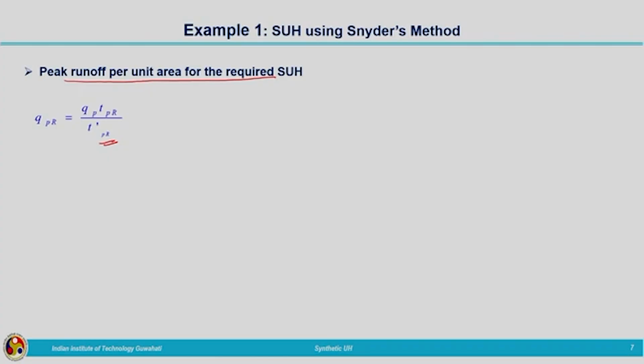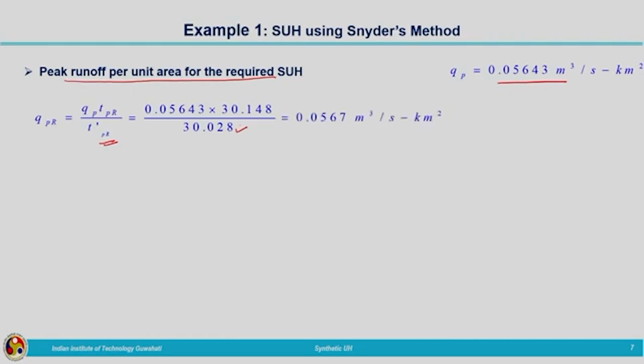Here we can substitute the corresponding values. QP is equal to 0.05643 and TPR is 30.148 and T dash PR is 30.028. This is the basin lag corresponding to the standard unit hydrograph. The value is calculated as 0.0567 meter cube per second kilometer square.